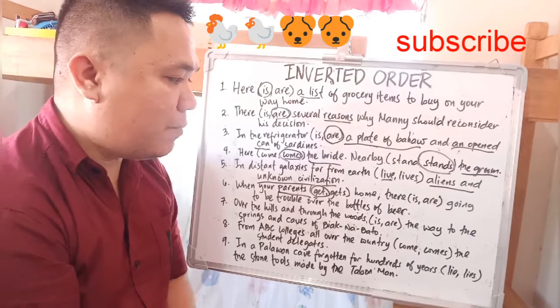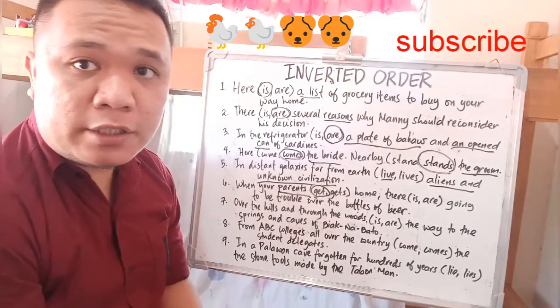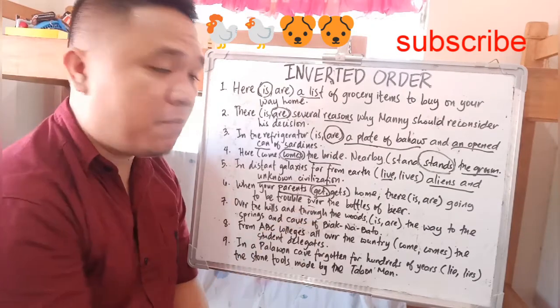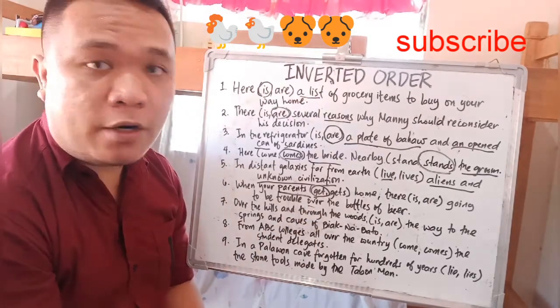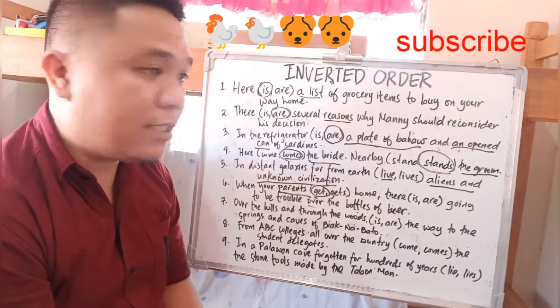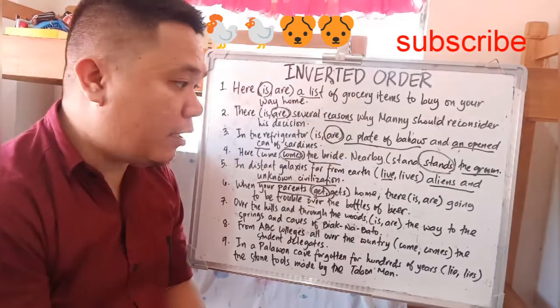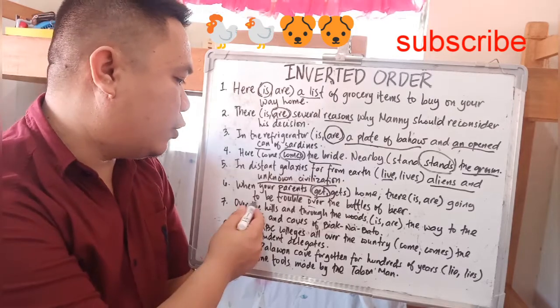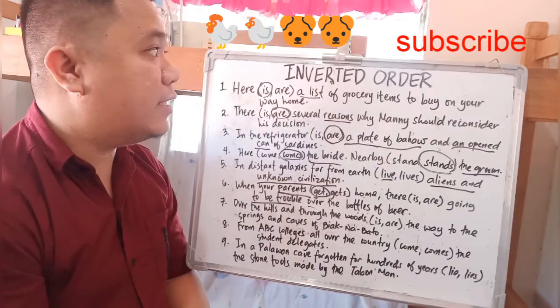You might be thinking the bottles of beer is your subject, but that is not. Why? Because it is part of the prepositional phrase beginning with over. Now, where do you think is our subject? Our subject here is, okay, to be trouble. Okay, why is that to be trouble?